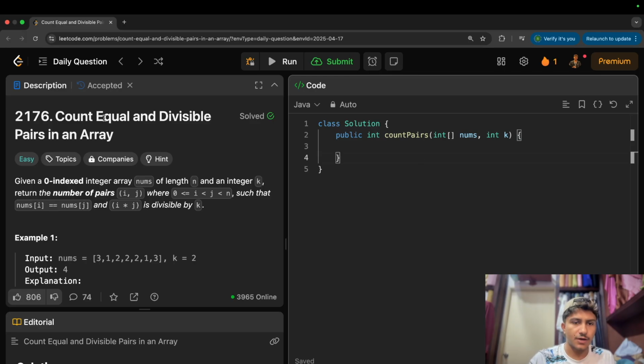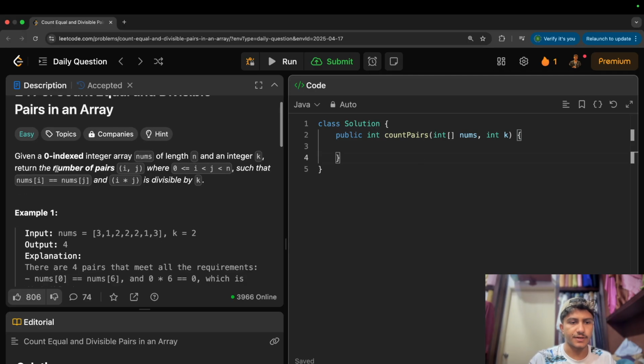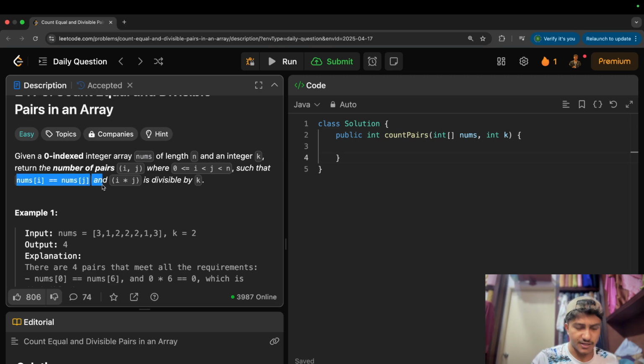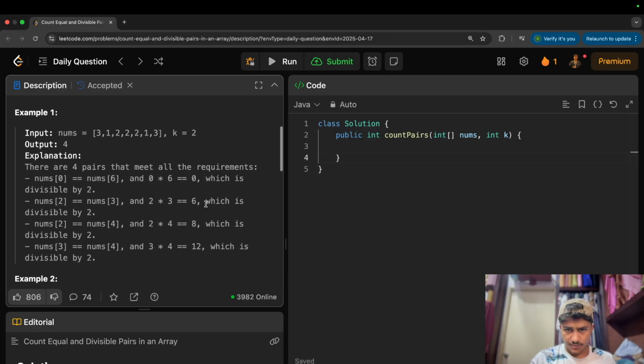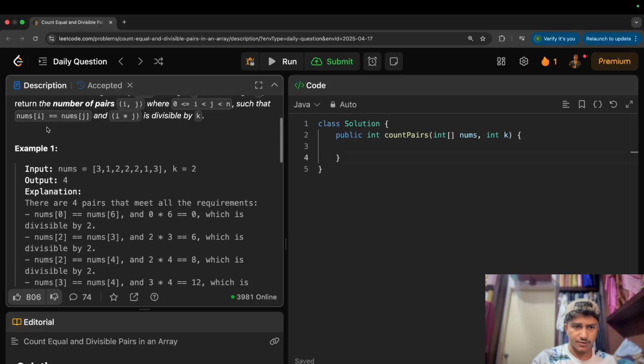So today's problem is called count equal and divisible pairs in an array. Given a 0-indexed integer array and k, return the number of pairs (i, j) where 0 <= i < j < n, and nums at i and nums at j have to be equal, and i times j is divisible by k. Basically, both numbers have to be equal, the index of the first number has to be less than the index of the second number, and multiplying these two indices, the result has to be divisible by k.